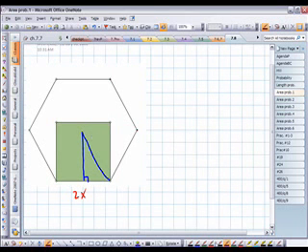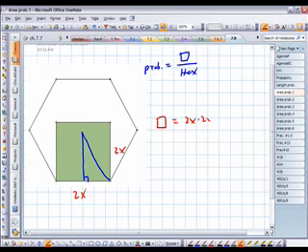Okay, now if we want to find the probability, it is always desired over total. So the desired is the square, the total is the hexagon. So basically we have to find those two areas and then divide them. So let's do the square first because that'll be a little bit easier. If this is 2x, we know this will also be 2x, and then the square is 2x times 2x, so that's going to be 4x squared.